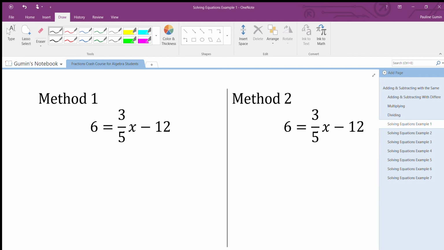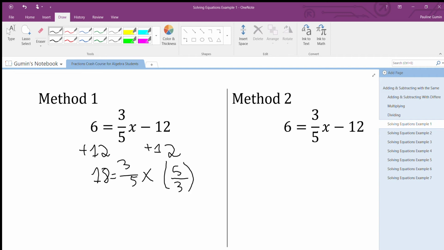Let's get started. So method 1, the traditional way of solving. We're going to look at it like a normal equation and begin by adding 12. So we have 18 equals 3/5 x. The step we take in this method to cancel out the fraction is to multiply both sides by the reciprocal, which is our fraction flipped upside down. In this case, everything cancels by the x. We're left with just 1x. And then we multiply on the left-hand side, 30.